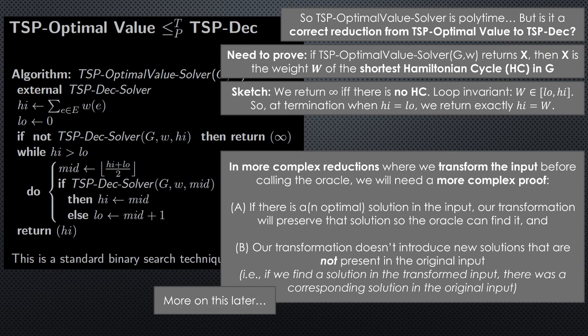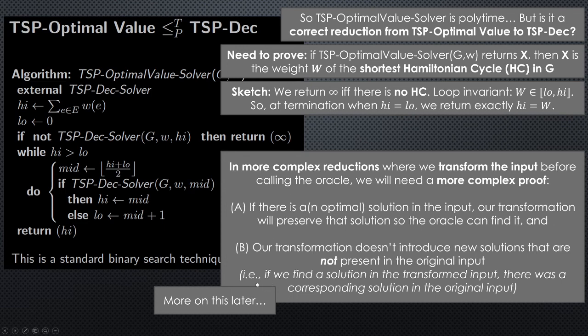And our transformation doesn't, in the process of us transforming the input, accidentally include any new solutions that are not present in the original input, because that would be bad. The oracle could find such a solution and say, hey, there's this optimal solution that doesn't exist in the input. That would be bad. So we can't have our transformation accidentally introduce any new solutions that aren't present in the original input.